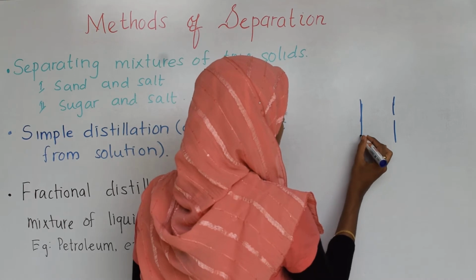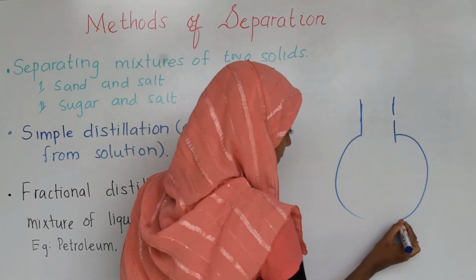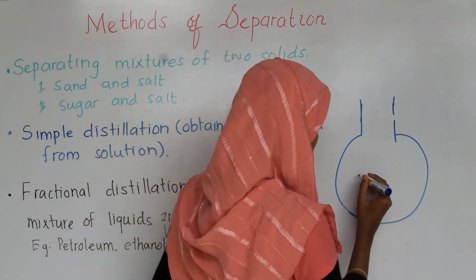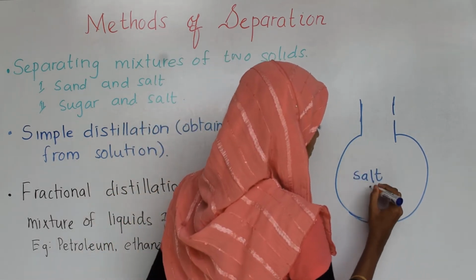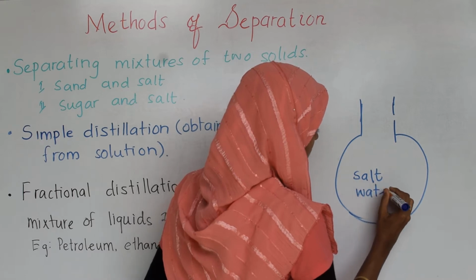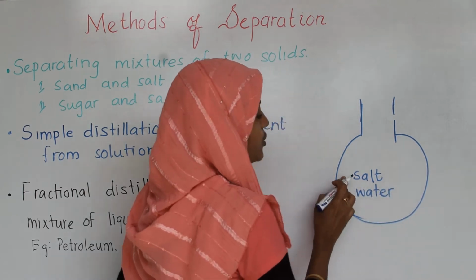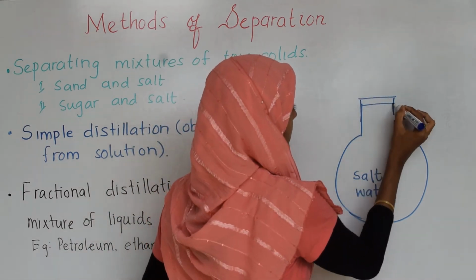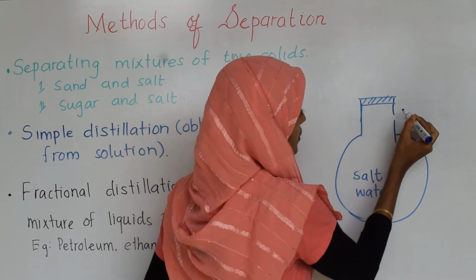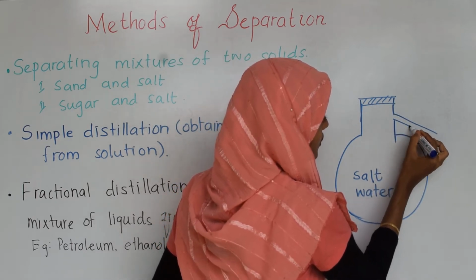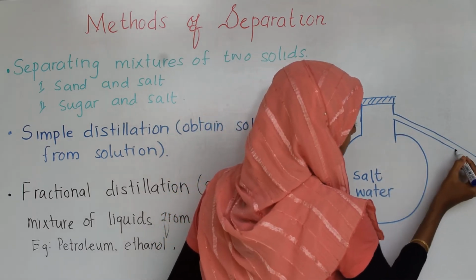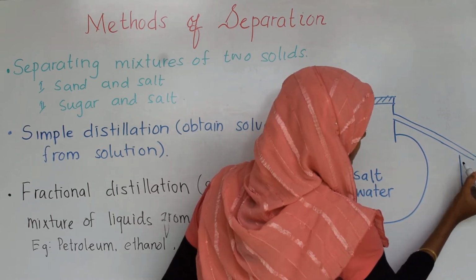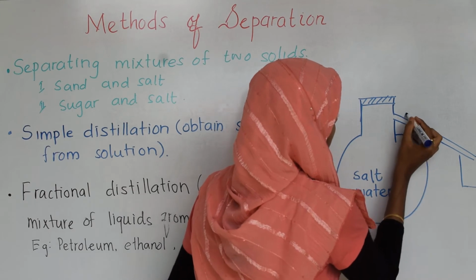So you have this big flask over here. This is where you put the solution. So let's say we put the salt water over here. This is a solution of salt and water. So you have this simple distillation apparatus. This is closed. From here you have this tube coming down, and this is open to a beaker that you keep from outside.